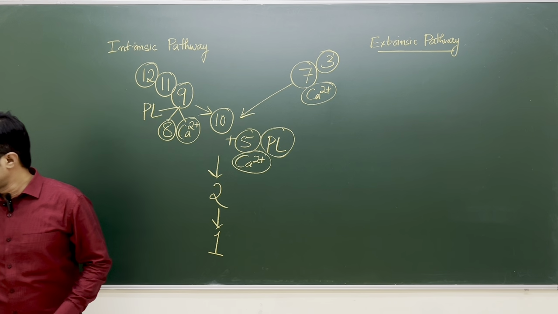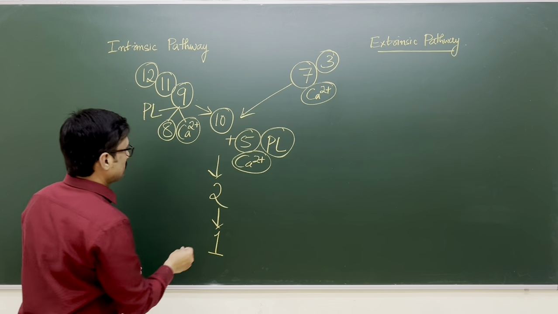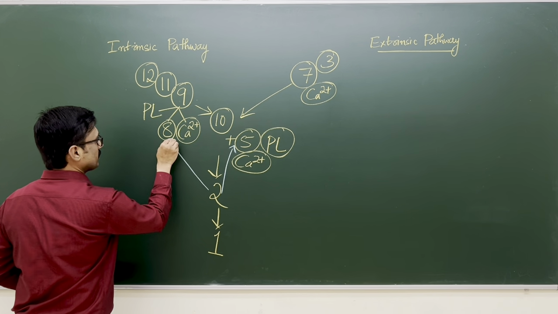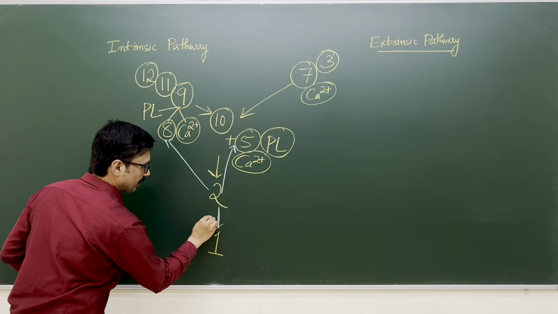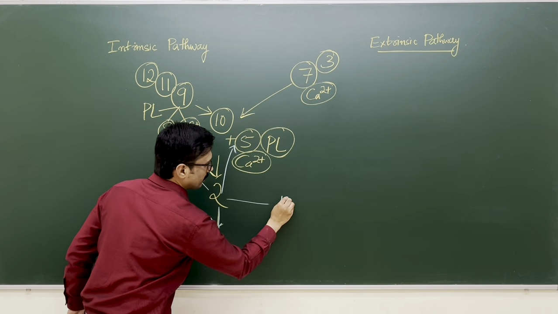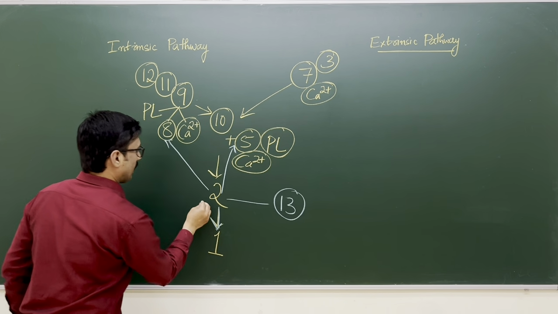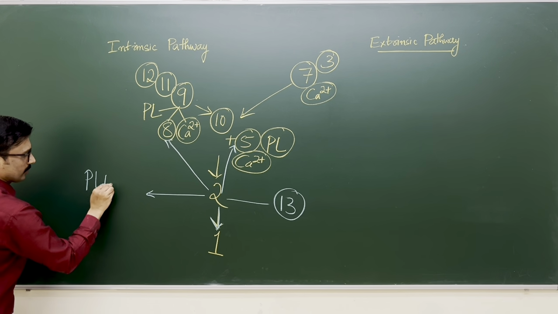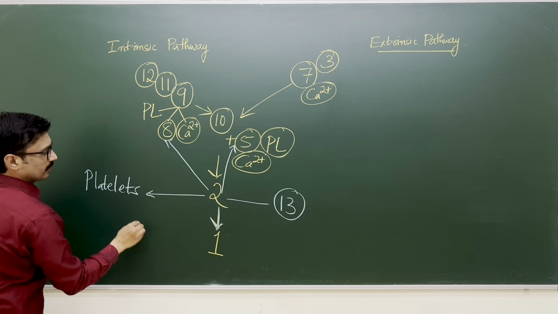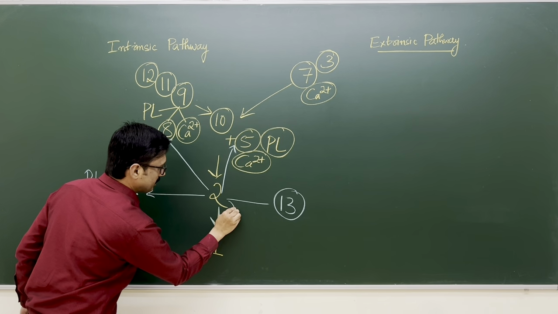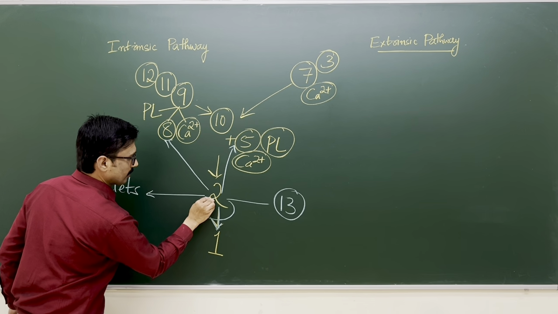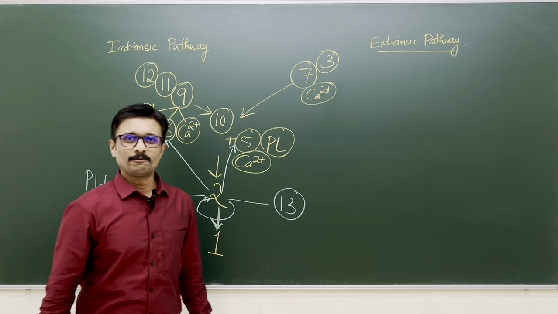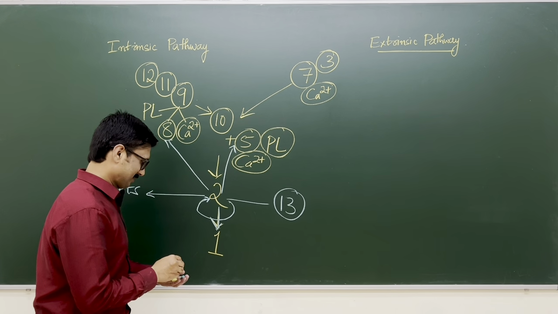Now this activated 2 can activate 5, can activate 8, can activate 1, can activate 13, can activate platelets, and can also activate itself. Factor 2 is what? Factor 2 is thrombin.